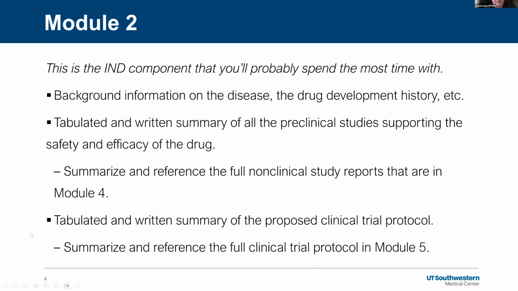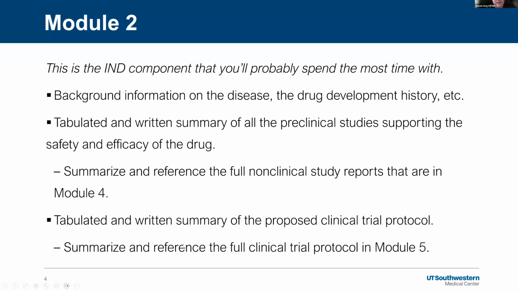So you'll start off with background information on the disease and drug development history. You'll have tabulated and written summaries of all the preclinical studies supporting the safety and efficacy of the drug. I'll go into this in a little more detail, but most of your preclinical studies should have a formal report or write-up. That goes into module 4. But in module 2, you're going to reference those full reports and basically just summarize them here.